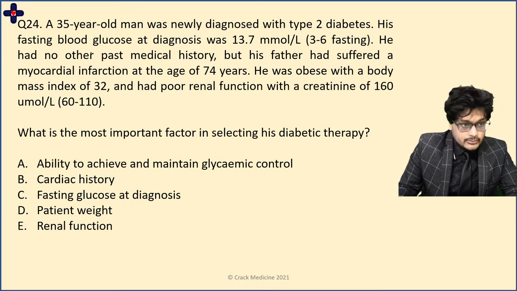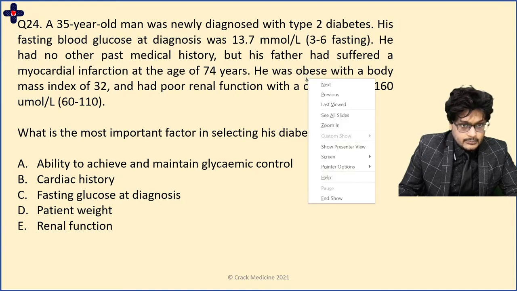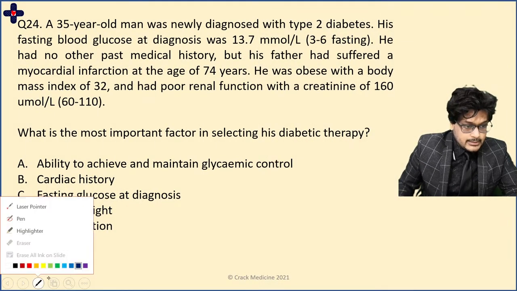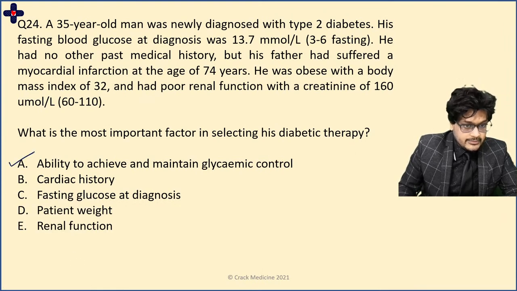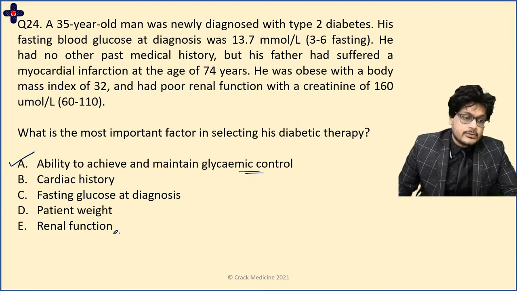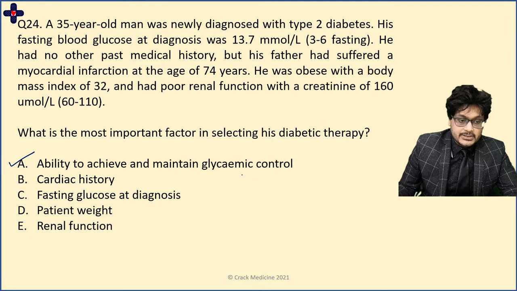Okay, so let's go through the question stem here because we have a difference of opinion. The fasting blood glucose levels are really high over here. Now, the father suffered MI at the age of 74, so we do have a cardiovascular history in the family. So the right answer to this one will be ability to achieve and maintain glycemic control. Renal function is absolutely right. I'm not saying that this is not the right answer per se, but you have to select one answer which will encompass all of this.